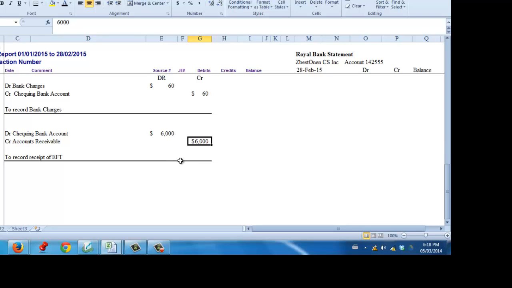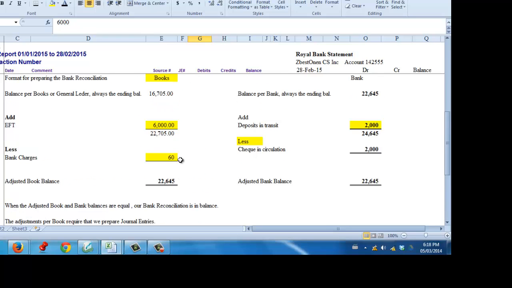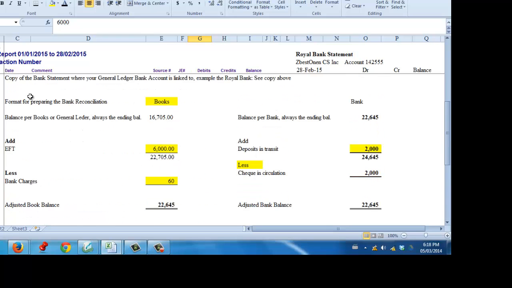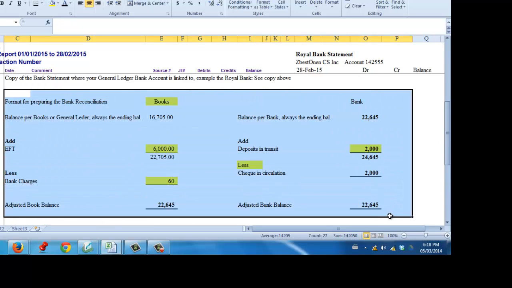We'll be preparing another bank reconciliation. There are a few more other items, and hopefully it'll be very simple to understand. Now, the format that you need is exactly right here, and you have this Excel spreadsheet as your template.